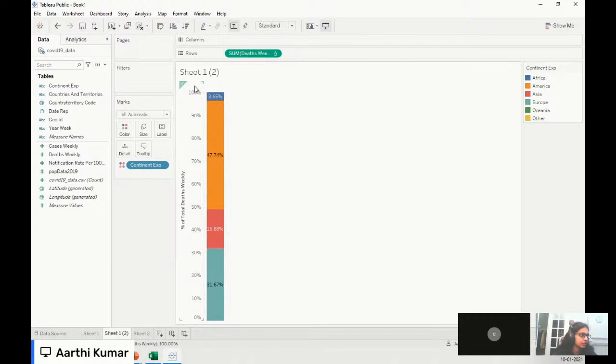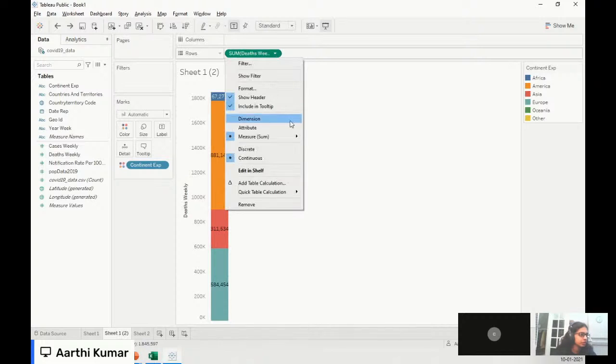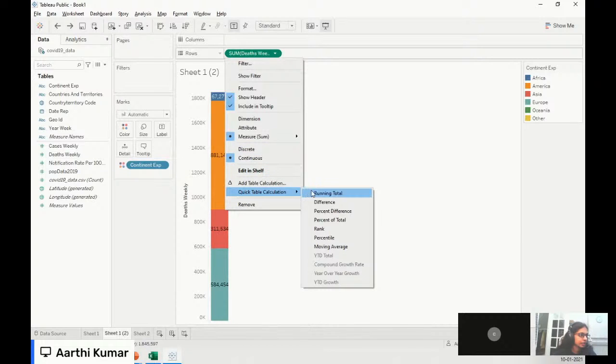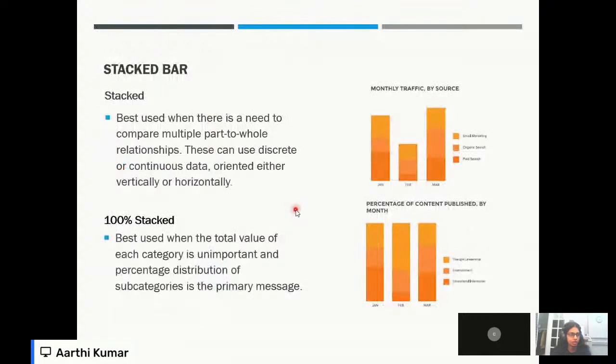If you look at it, the x-axis has changed to 100% from previously it was number. I'll show it one more time. Go to quick table calculation and click on percentage of total, right? So 47.74 percent of the COVID cases come from America, 16% from Asia, and 31% from Europe. So this is the basic bar chart and stacked bar chart.